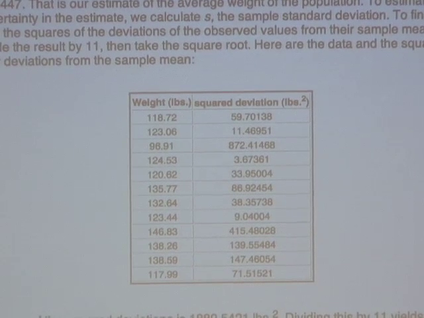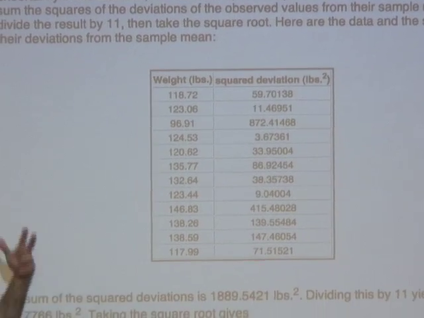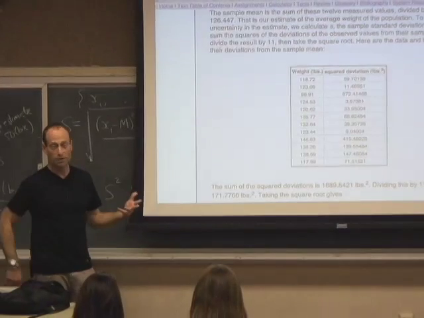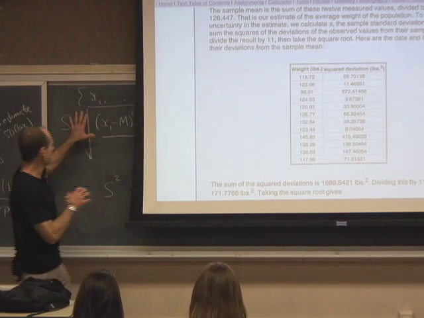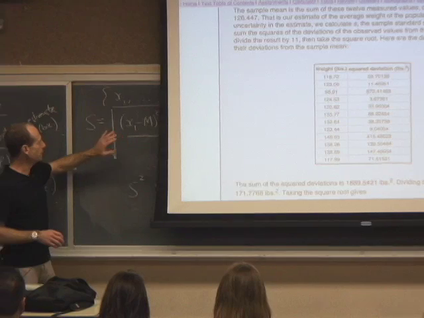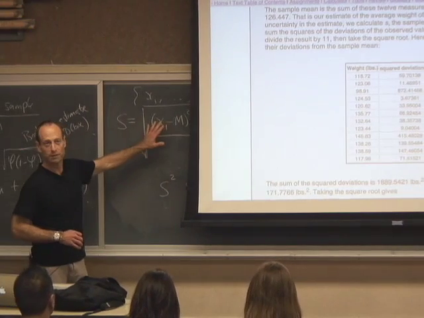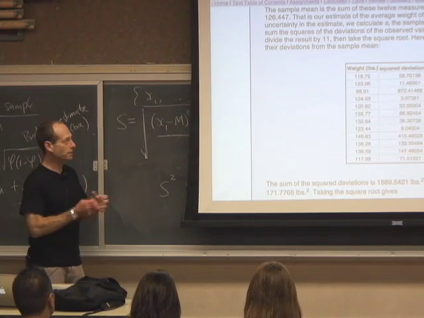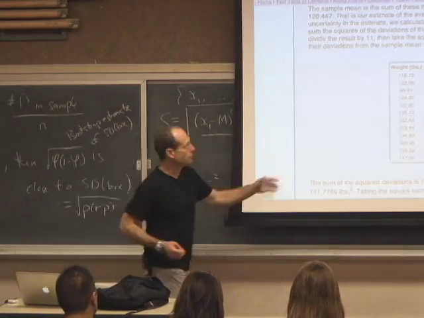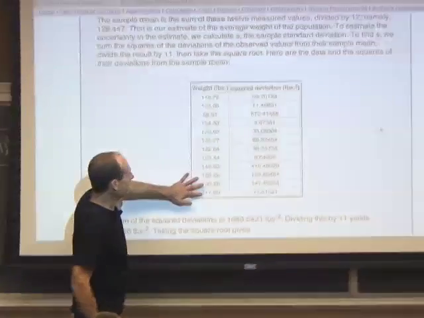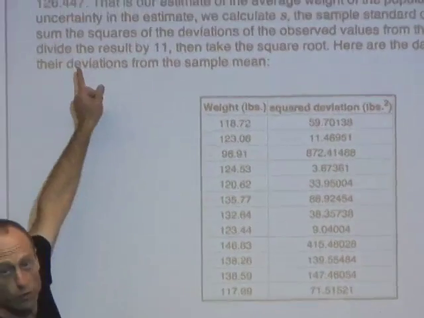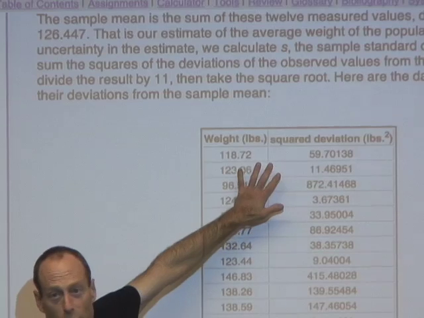So what would we do? We need to find the sample standard deviation, which involves doing this calculation that I've covered up. We need to take the sum of the squares of the residuals between the data and the sample mean, divide that by the sample size minus 1, 11, and then take the square root of the result. So these are the data again. From each datum, I need to subtract 126.447 and square the result.